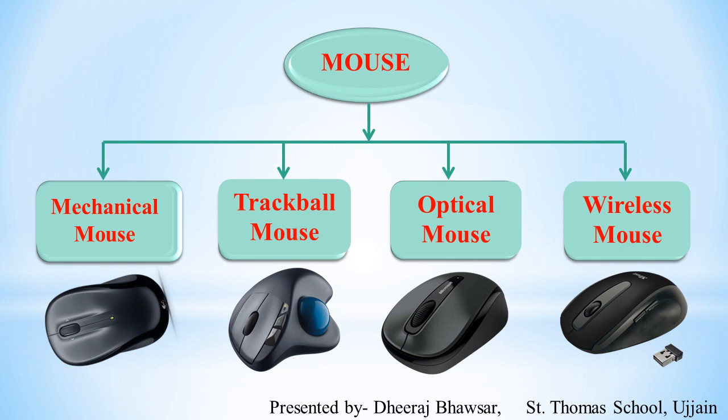The next is wireless mouse. These types of mouses are extremely popular these days because they provide connectivity without wire or cable. The transmitter in the mouse sends an electromagnetic signal for the computer to detect its movement and click. So these are the four types of mouses categorized according to technologies.